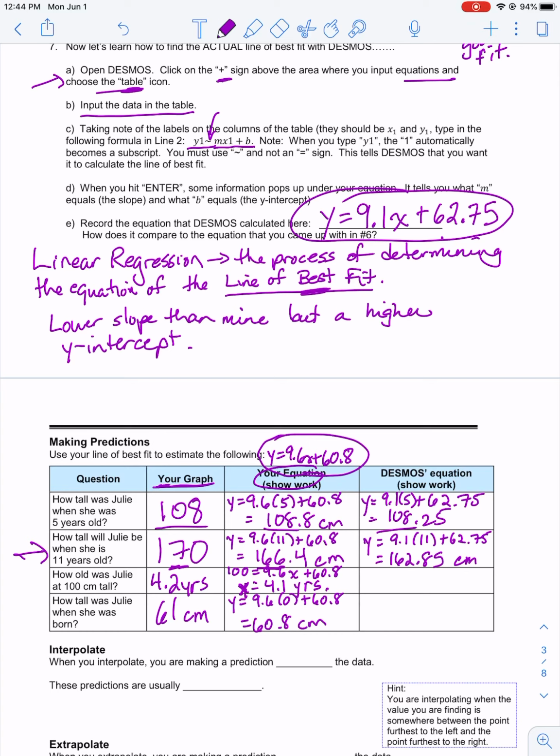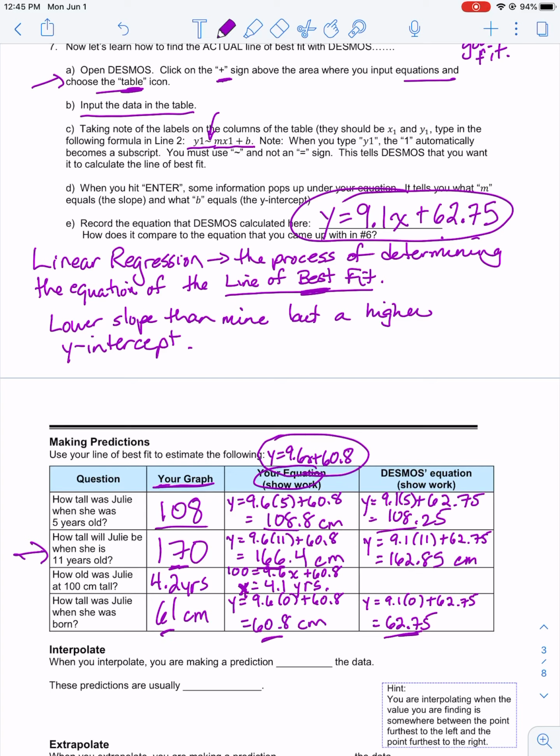I'm going to jump down to the last one. y equals 9.1 times 0 plus 62.75 equals 62.75. So she was actually a little bit taller, or we're guessing she was a little bit taller. According to the line of best fit, she's a little bit taller than what I predicted, not by much though.